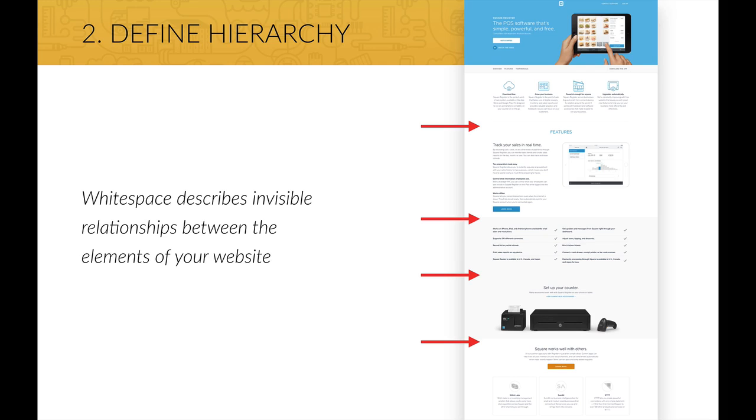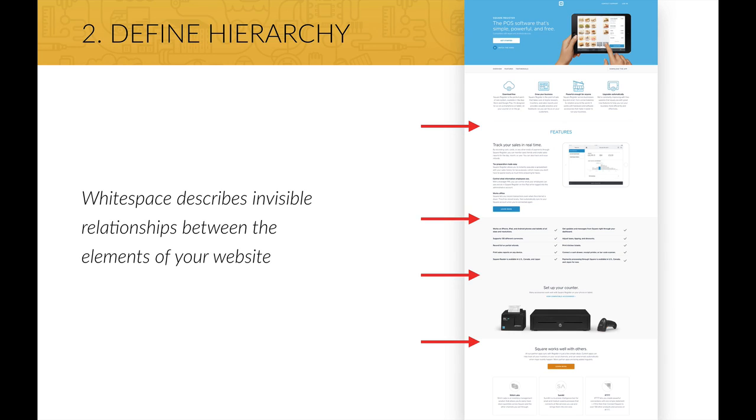Now, with the Whitespace that you add, you describe invisible relationships between the elements of your website. You communicate how the pieces of information relate to one another, and this is very important. So Whitespace is closely related to something we call visual hierarchy. This is the organization of your content.